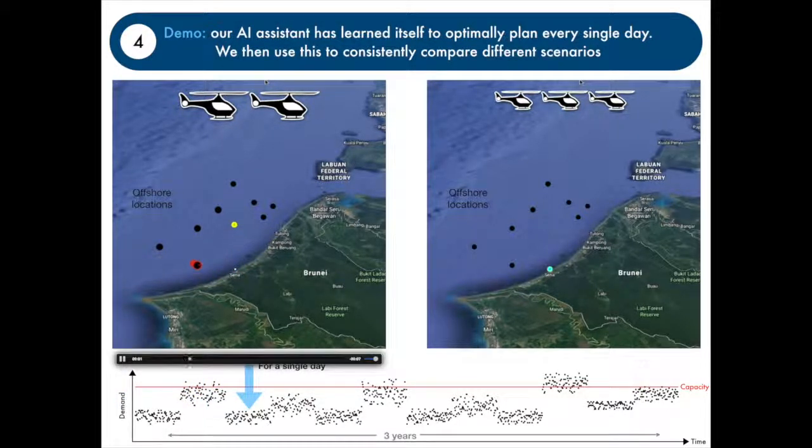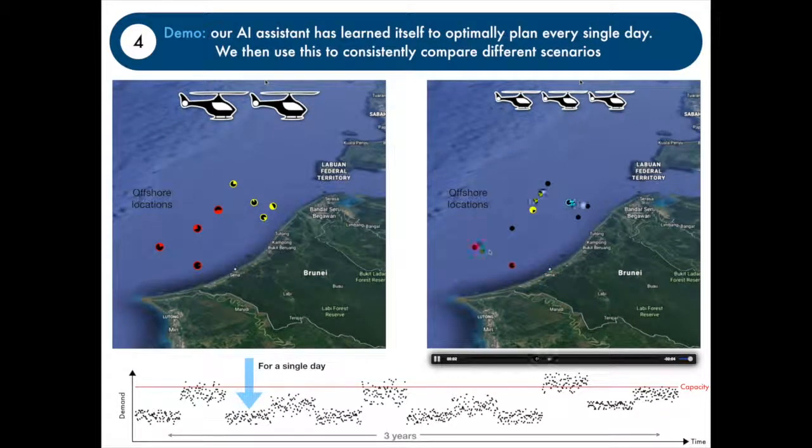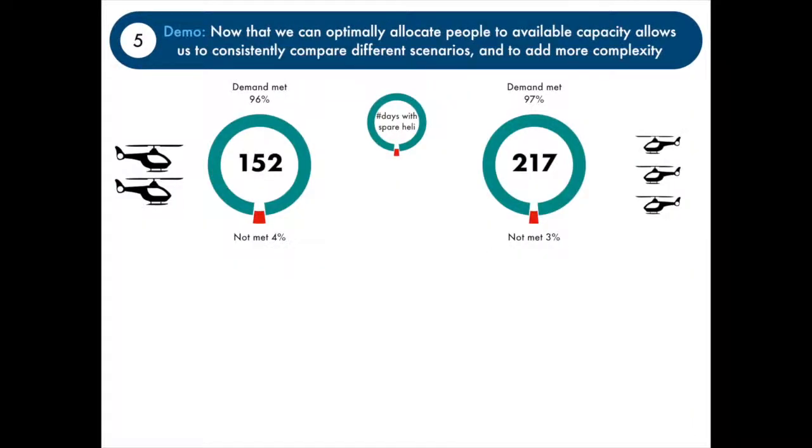Our AI assistant has learned itself how to optimally allocate the demand to the available capacity. We can then use this to consistently compare 2 large aircrafts versus 3 smaller ones. Scenarios or strategies can be compared by using a wide range of data-driven metrics. For example, we can use the percentage of days that demand has been met. We can also look at the number of days during which there would be an unused helicopter, therefore giving an opportunity to perform maintenance or being more robust against unforeseen downtime.